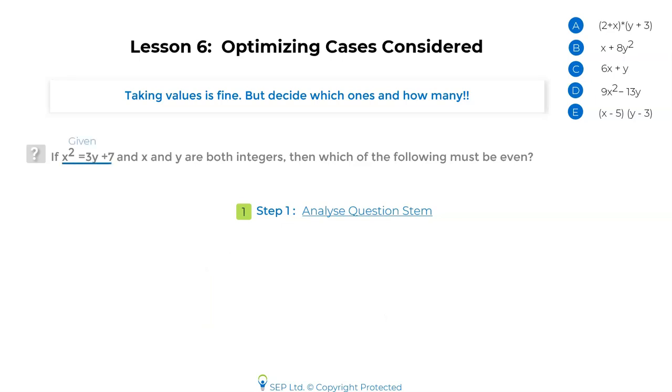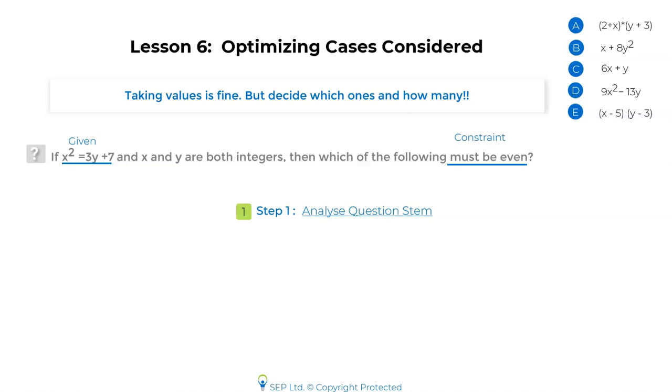Now this can be easily resolved, and you can easily figure out whether you want to take values or not, or how many cases you want to consider, by just focusing on 2 things. One is what is given. In this case it is given that x squared is equal to 3y plus 7, and we also know that we need to find out which option must always be even.